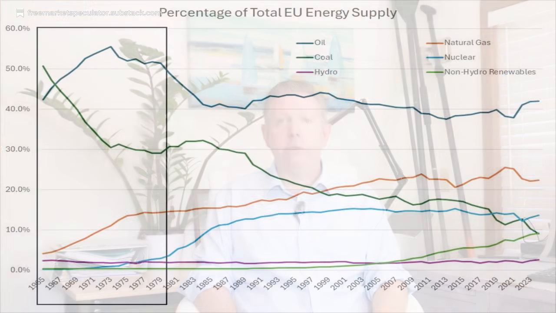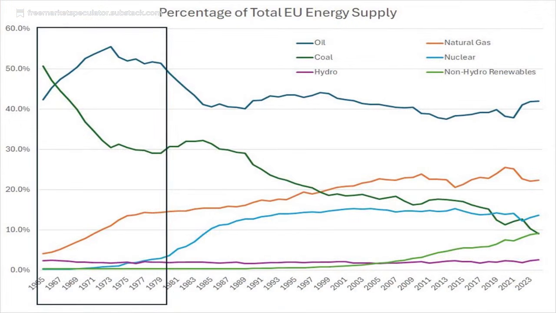I'm presenting this data on the same basis, and I've boxed the same period from 1965 to 1980. It's striking how similar the energy systems of the US and Europe looked back in the 1965 to late 1970s period. In both regions, oil was the top source of energy and of growing importance through the 1970s. At the peak in 1973, oil accounted for 55.6% of EU energy supply.